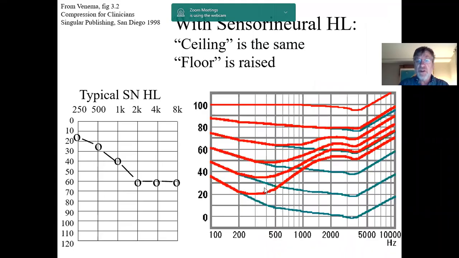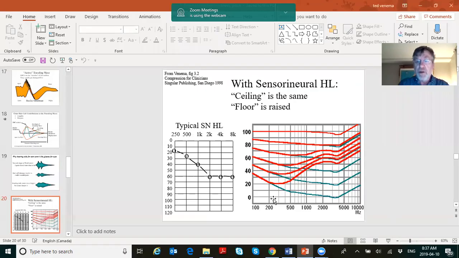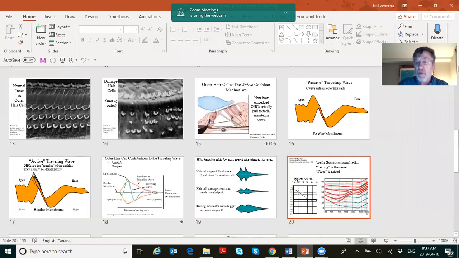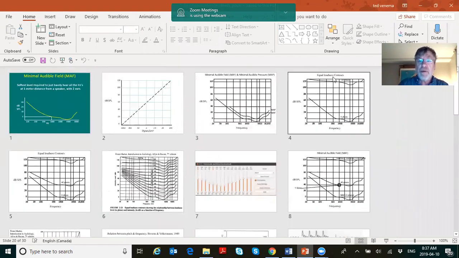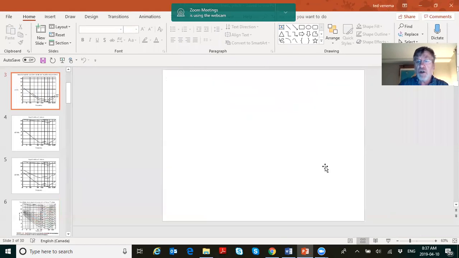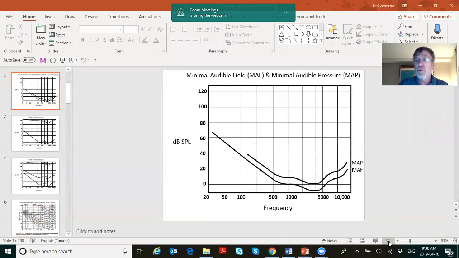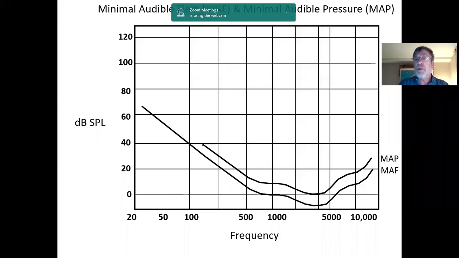The floor is elevated and the ceiling is not. Here's hearing loss going down. Look at this bottom blue line. You could call that bottom blue line minimal audible pressure. Let's look at it here. MAP. Call it MAP. That bottom blue line that you saw on that particular PowerPoint slide is MAP.